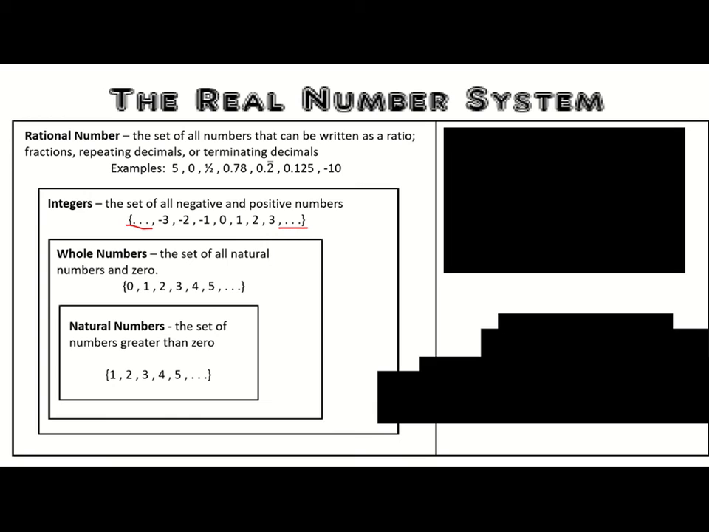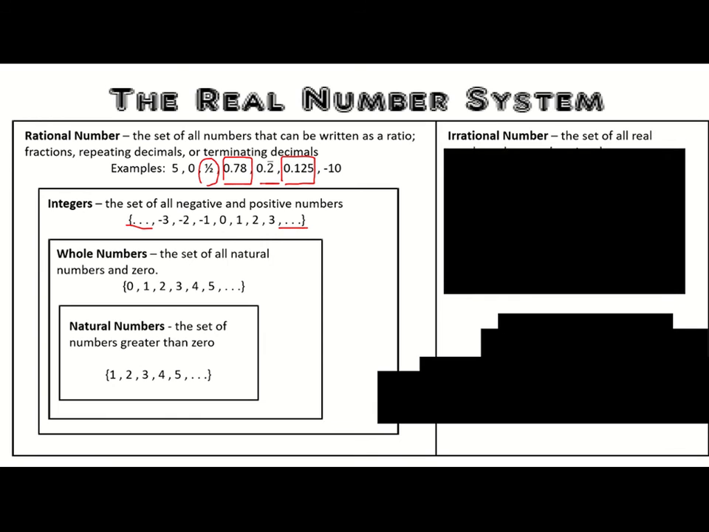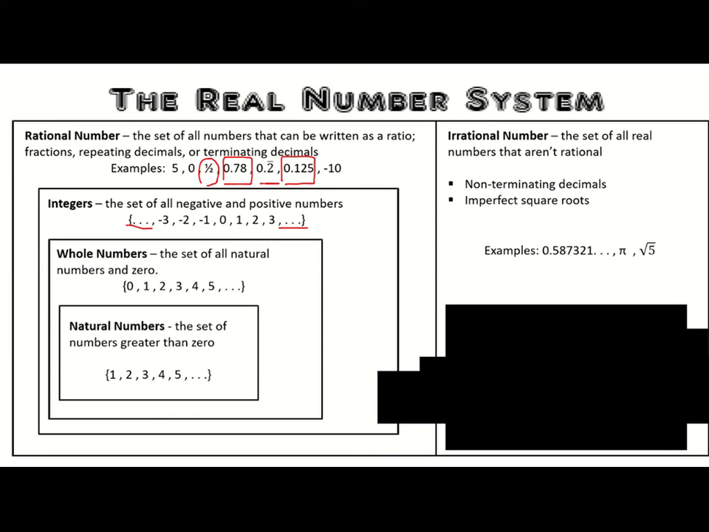The last type of number that we want to take a look at are the irrational numbers. Irrational numbers are off in their own little world. So they're kind of over here in La La Land. They are not related to anything we've looked at so far. Irrational numbers are the set of all real numbers that aren't rational. So that would mean any decimals that go on forever and ever, or any imperfect square roots.